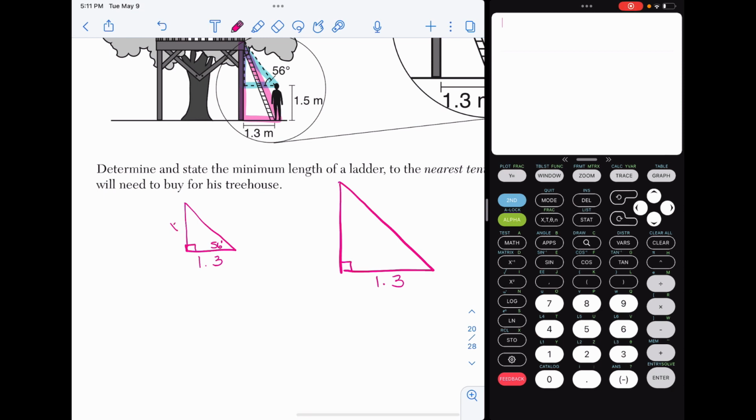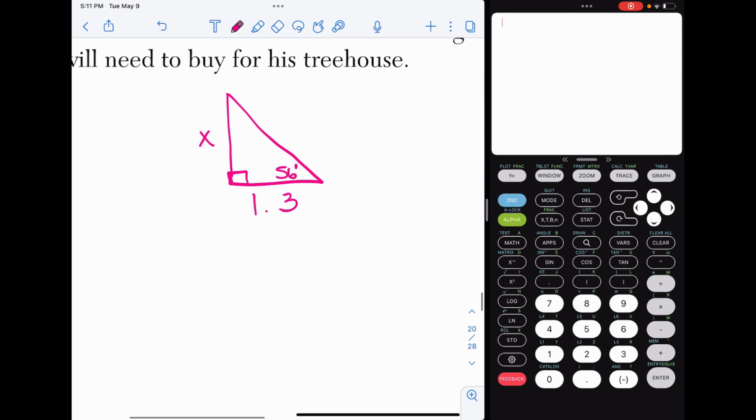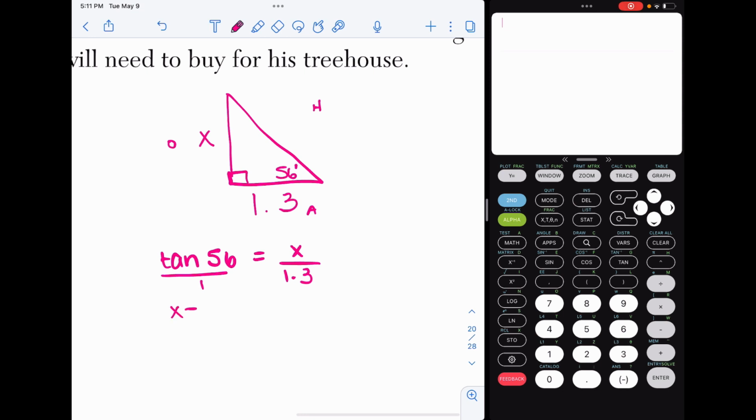And I'm going to say, let's call this vertical piece X. Based upon that, I can now use SOHCAHTOA. So here's the opposite, the adjacent, the hypotenuse. This would be tangent. So tangent of 56 is equal to x over 1.3. I'm going to cross multiply. X is 1.3 tangent 56. We, of course, have to go to our calculator to figure out what that's equal to. So I got x is equal to 1.9273292591. This is not my final answer to the question, so I am not going to round this.